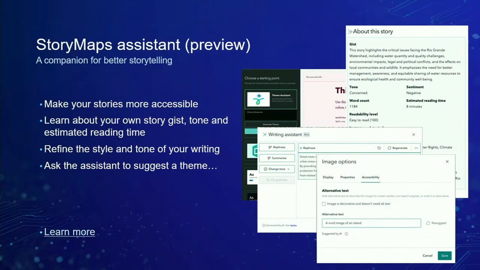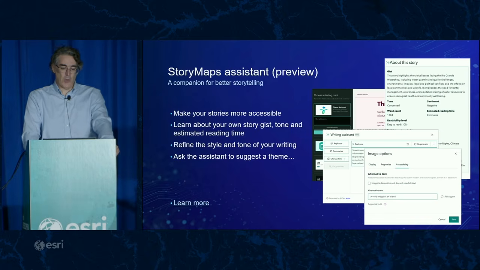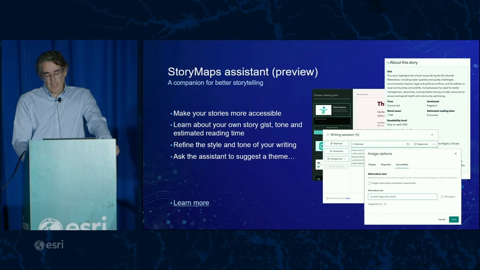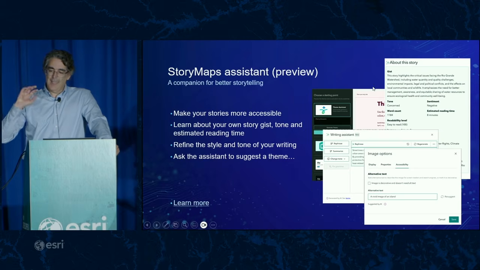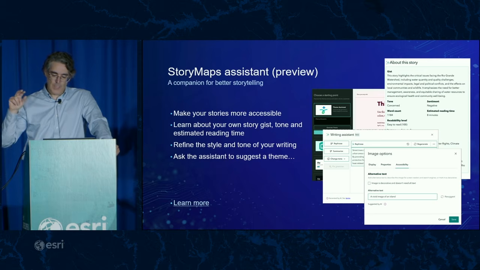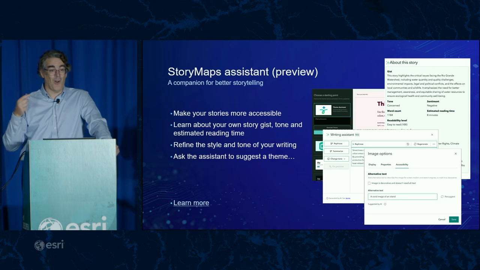Okay, StoryMaps has an assistant. It's also in preview. And this one, it does a few interesting things. This screenshot here about this story really summarizes the entire story map into a short paragraph. It gives you the word count, the sentiment, the tone, the estimated reading time. It even gives you a score for readability of your own text. But it does more things.